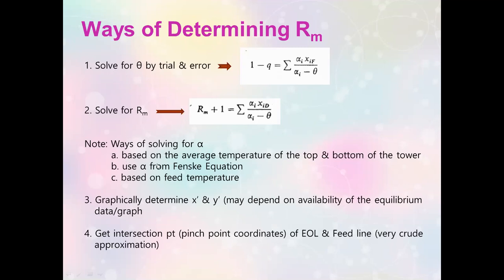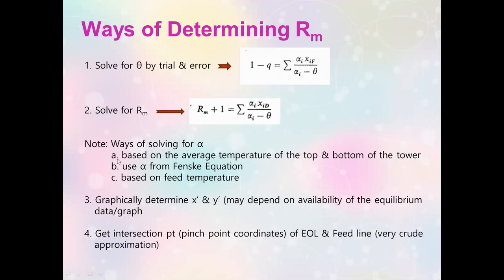So how are you going to solve for alpha? It's already in here. Based on the average temperature of the top and bottom of the tower, or you can simply base it on the temperature of the feed. This is an option, or you base it on the temperature of the distillate at the top of the tower, or you can use the alpha from Fenske's equation. Options A, B, C that I placed here on the note for finding the alpha are your options. It's not that you're going to use all three.